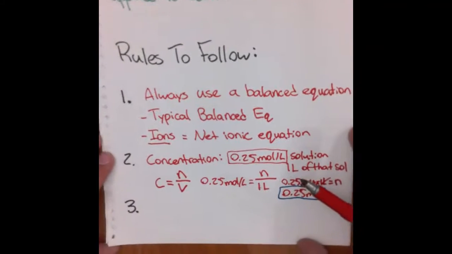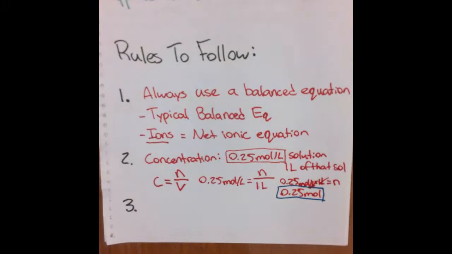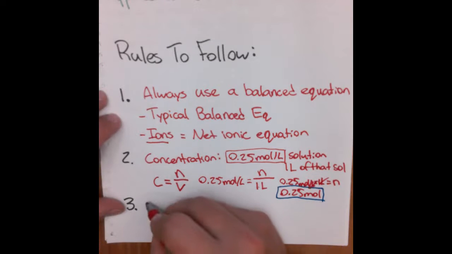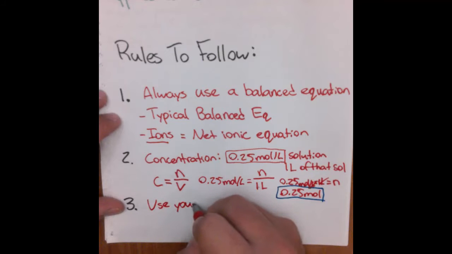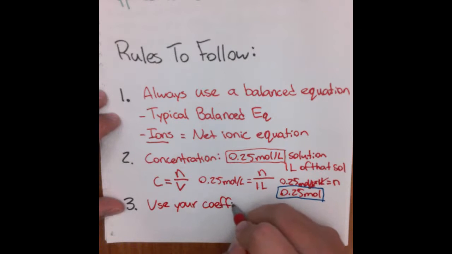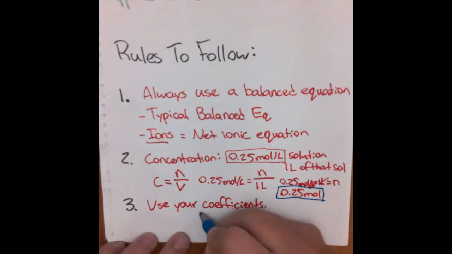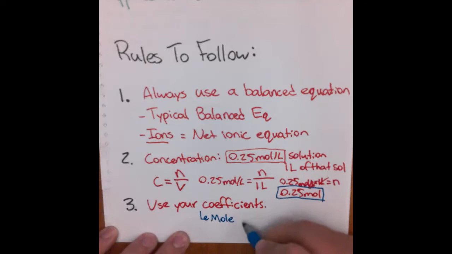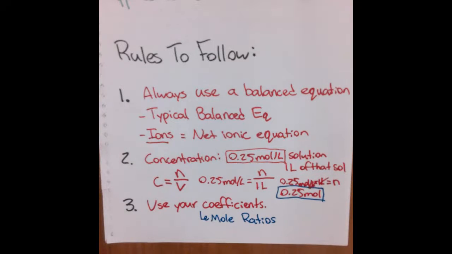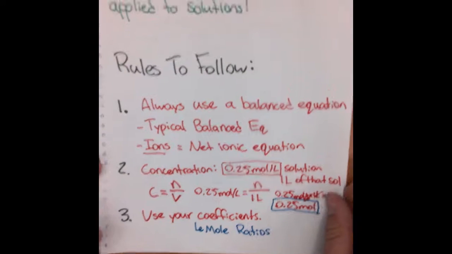And finally, our third rule, which is kind of given up here in our first balanced equation, is use your coefficients. In our balanced equation, we use our coefficients mainly so that we can determine our mole ratios. All of this really isn't anything new. We have seen this in our past stoichiometry questions, so we'll just jump right into it.